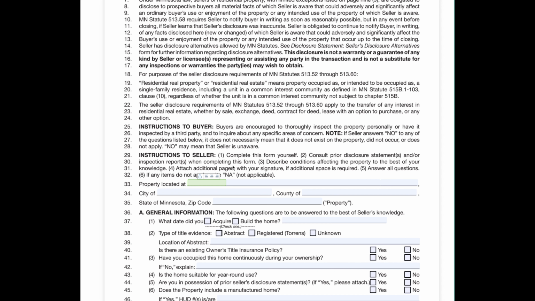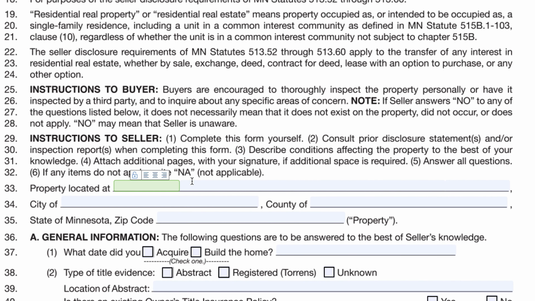Okay, to complete this form, consult prior disclosure statement. So if a seller has another disclosure statement, it can be very helpful to get that out because you can answer a lot of these questions very quickly, and/or inspection reports when completing this form. Different cities are going to have different requirements that sellers have to complete to get a property ready for sale, so they may have a city inspection as well. Depending on what city that is, it may or may not be available to the general public. It may be just provided to the seller.